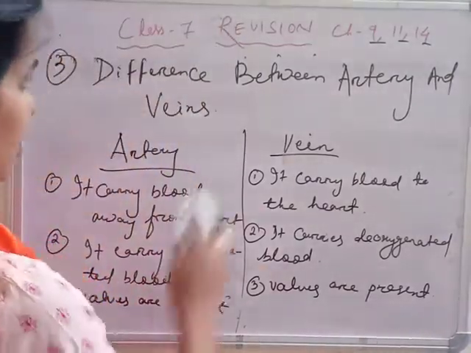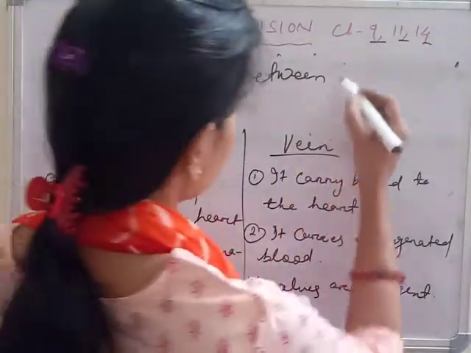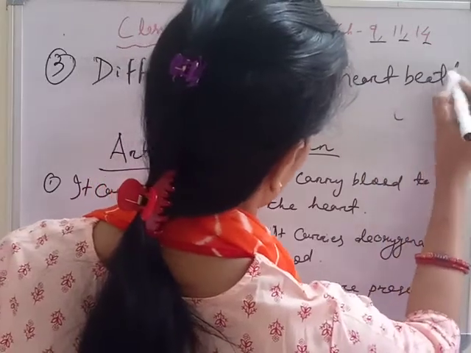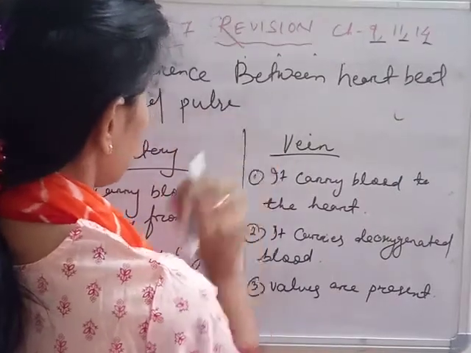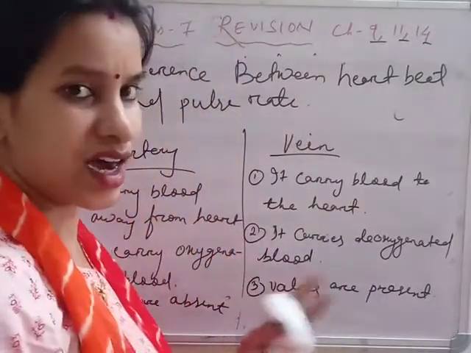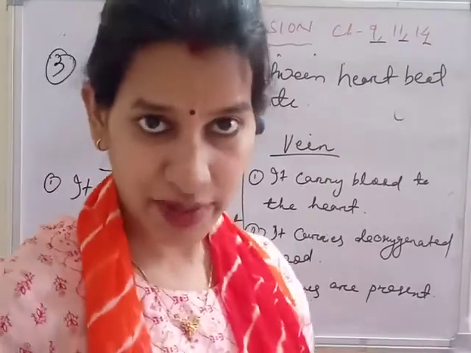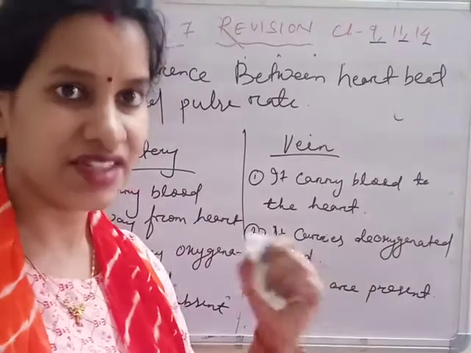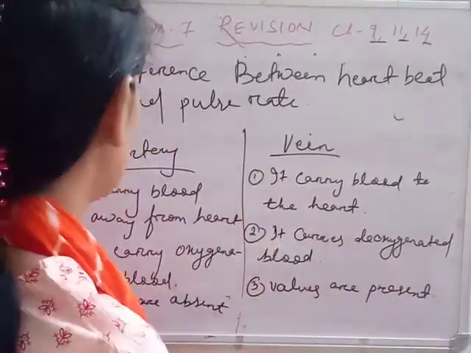Difference between heartbeat and pulse rate. So mostly the rates are the same. Heartbeat is also 72 times per minute, and also the pulse rate, but the motion in the heartbeat and pulse rate is somehow a little different. What is that? Let's see.